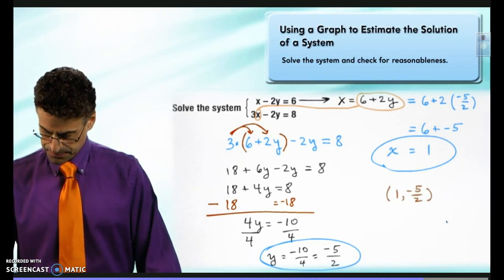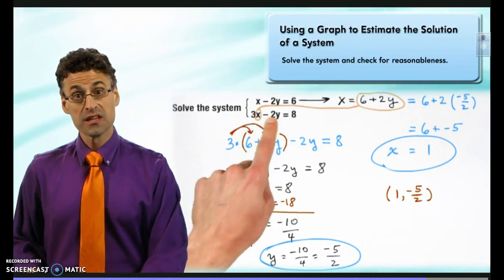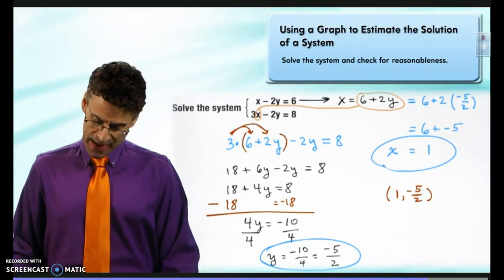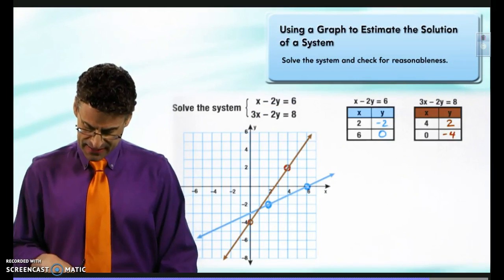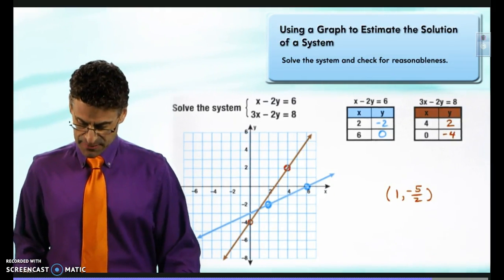So that is what we've got. That's the solution to this. Now, does that make sense? Well, let's go back to what we did earlier. So let's go back way back to this thing. And let's now see, here's our solution. And let's see if that makes sense.